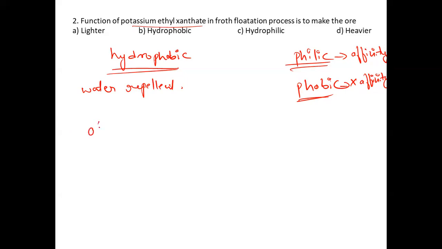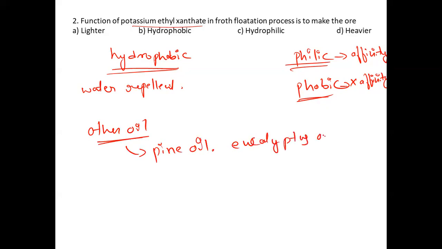Other oils used in this process are pine oil, then eucalyptus oil, and fatty acids. In other questions these options may also appear. So the other oils used in the froth flotation process are pine oil, eucalyptus oil, as well as fatty acids. So in question number 2, it's option B, which acts as a hydrophobic substance, water repellent.